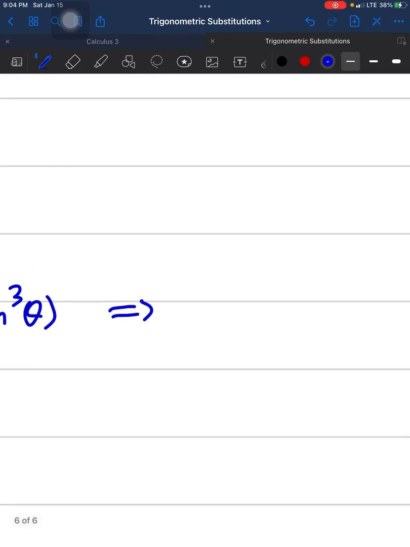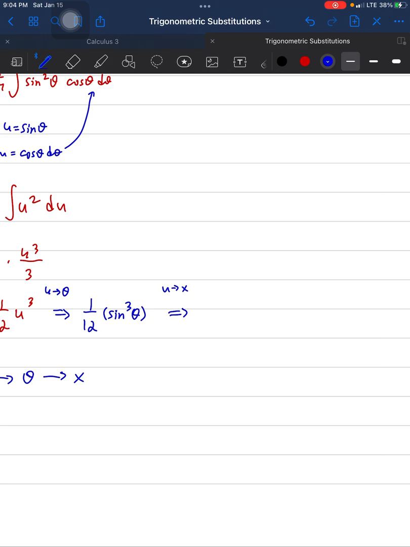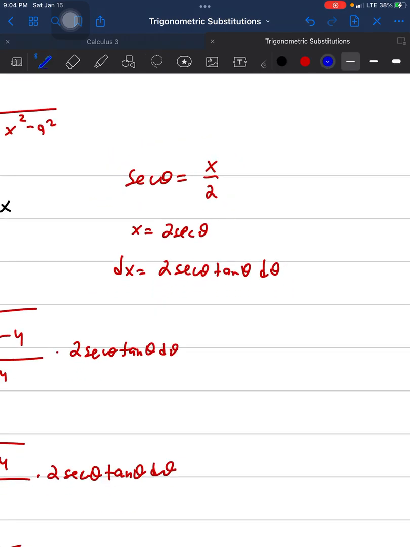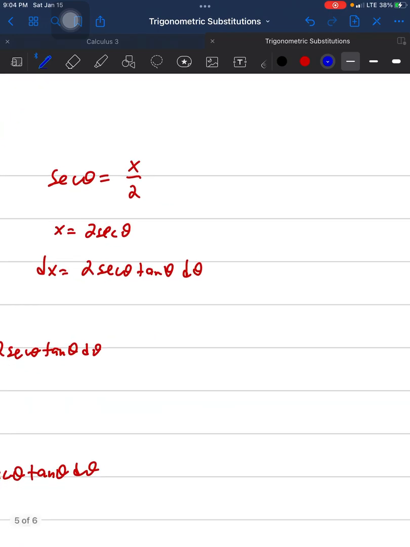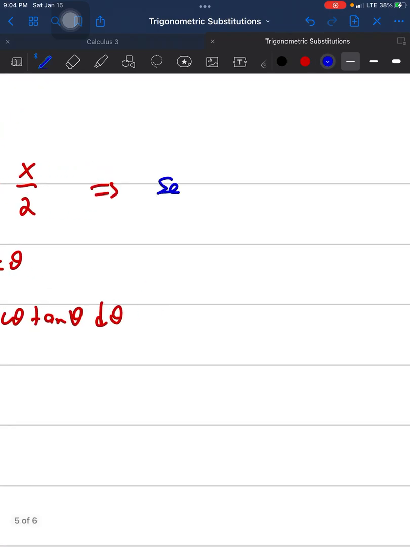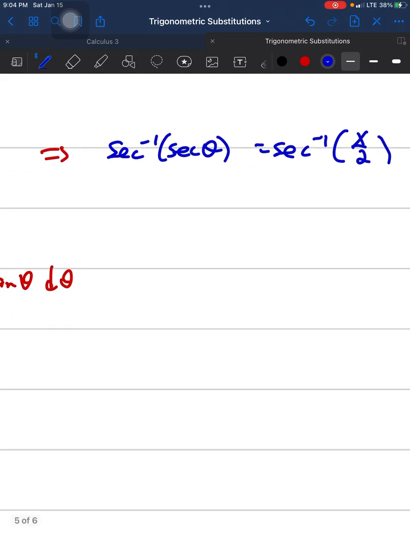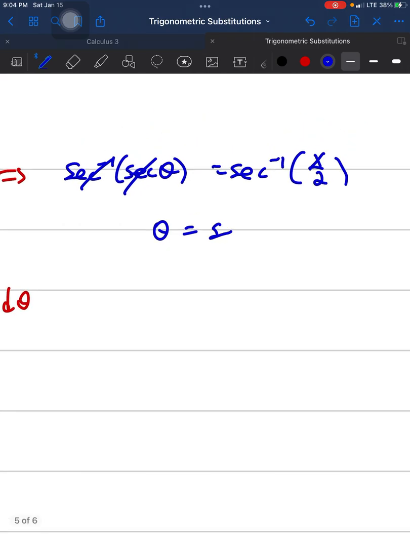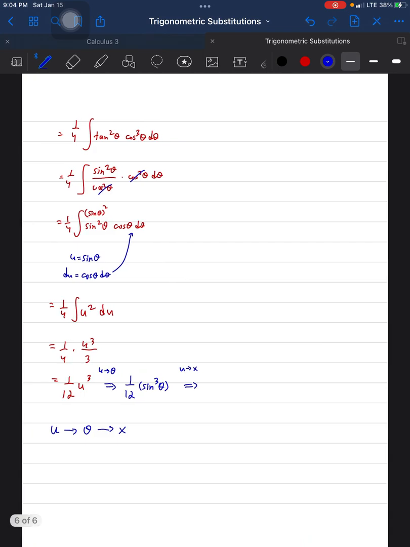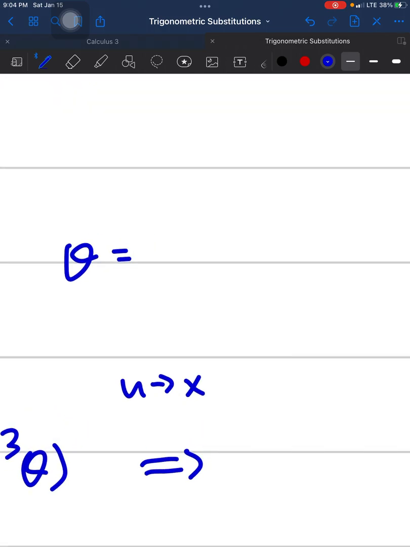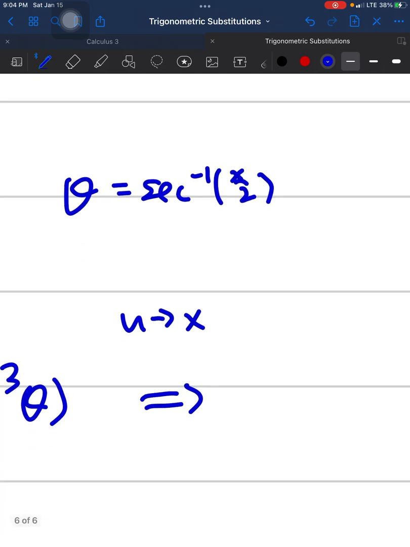And then when we turn back to x, we know we're going to have to look back at the original substitution. So right here, secant theta is equal to x over 2. In order to solve for theta, we have to take the secant inverse. So secant inverse of secant theta is equal to secant inverse of x over 2. The secants cancel, and theta is equal to secant inverse x over 2.